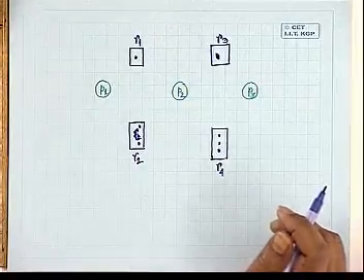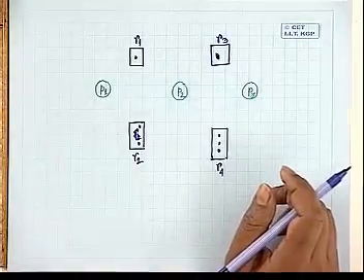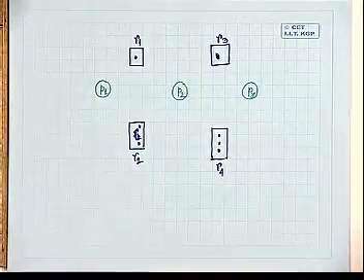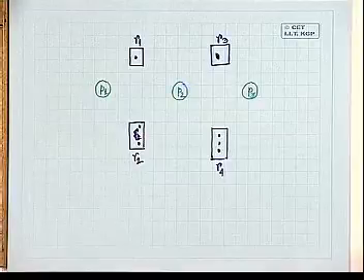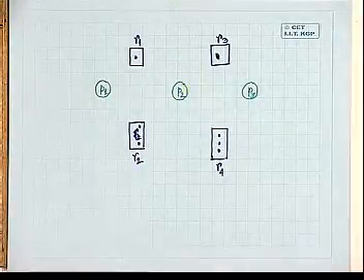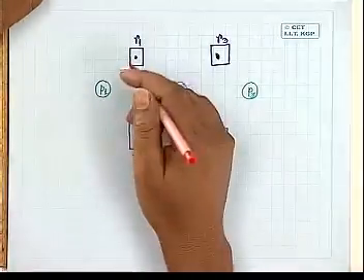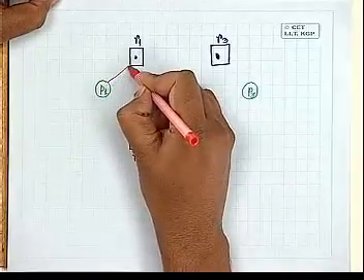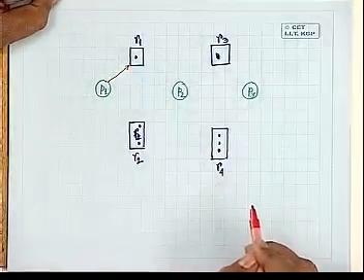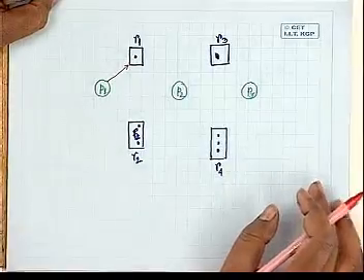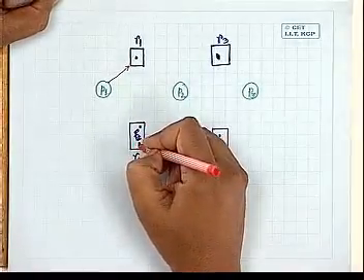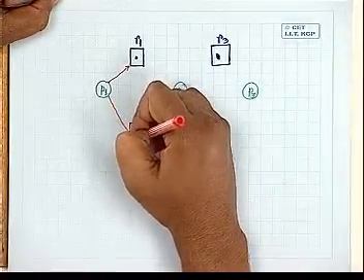Okay. Now at a particular instant of time, let us assume that P1 has put a request for an instance of resource type R1. And at that time, an instance of resource type R2 is allocated to process P1.